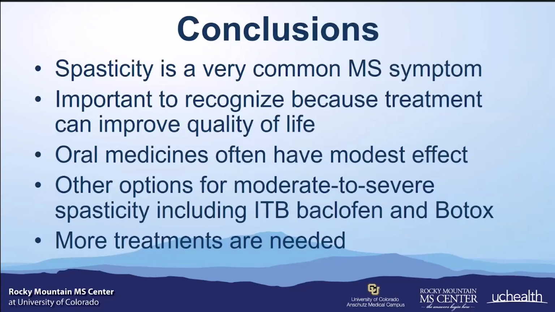So to conclude, spasticity is a very common symptom in MS, and I think maybe under-recognized. It is important, if you think you might have it, to bring it up with your neurologist, because treatments can potentially improve your quality of life, with the caveat that our oral medicines generally have a modest effect and are more useful in the more mild to moderate cases. There are some options for people with more moderate to severe spasticity, including intrathecal baclofen and Botox. But admittedly, we do need more and better treatments for this.